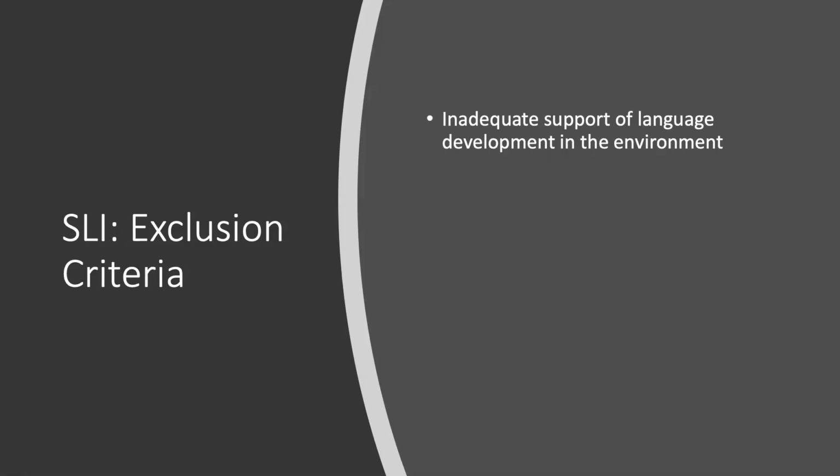So the first one is inadequate support of language development in the environment. If you think back to those feral children like Jeannie, or children who are born deaf to hearing parents and never get proper language input, then that would really exclude them from being diagnosed with SLI because they just didn't have language support. A child with SLI has adequate language input and has support in the language environment. They're just unable to attend to that information.